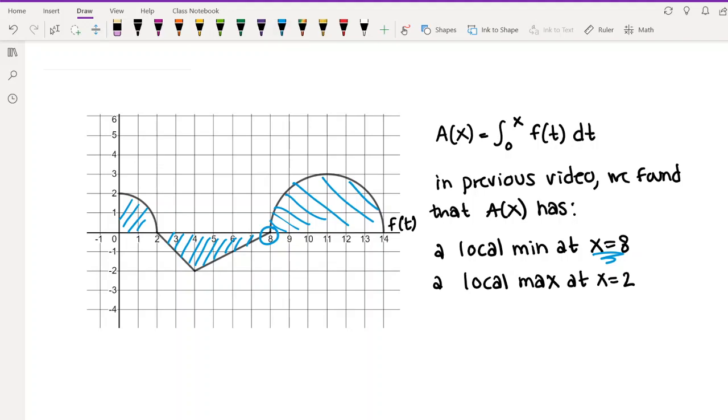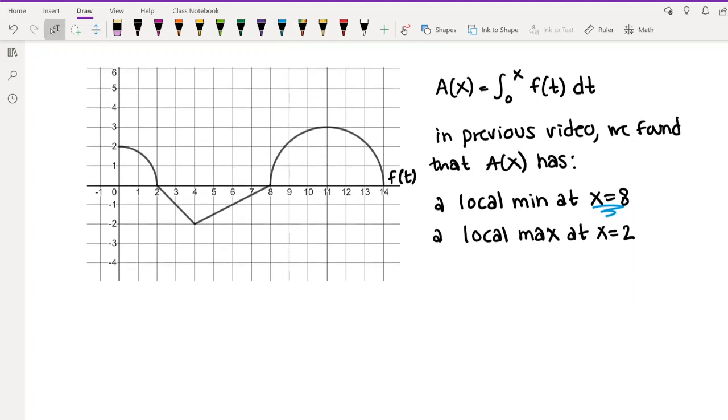So the connection that I just wanted to make, now that we know this relationship between the area function and the integrand, is that the derivative of the area function is the integrand, right? And I want to remind you of something from Calc 1: if you're looking at the graph of the derivative, you can figure out what the local maxes and mins of the original function are by looking for the places where the derivative crosses the x-axis.